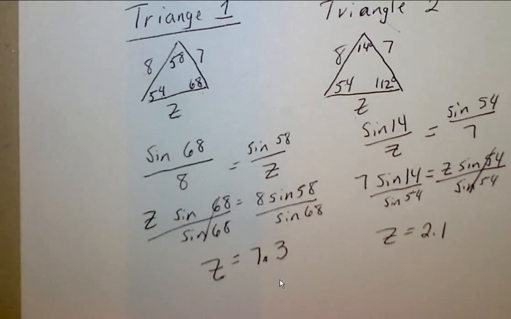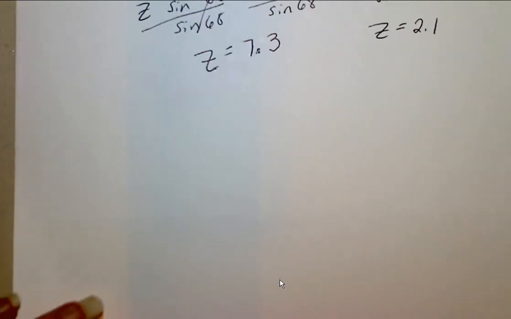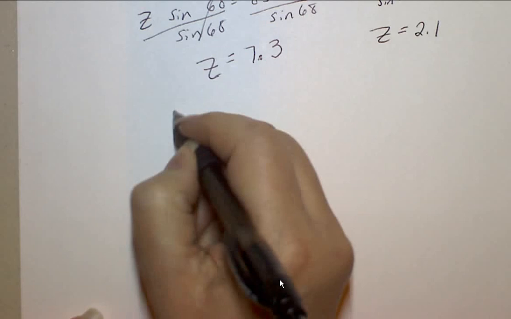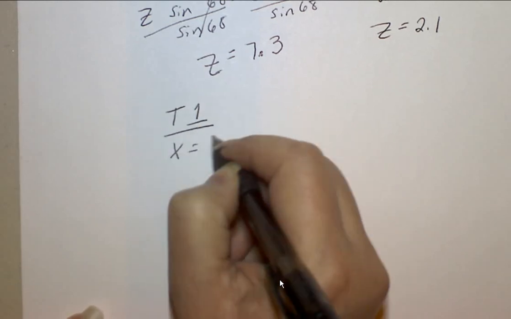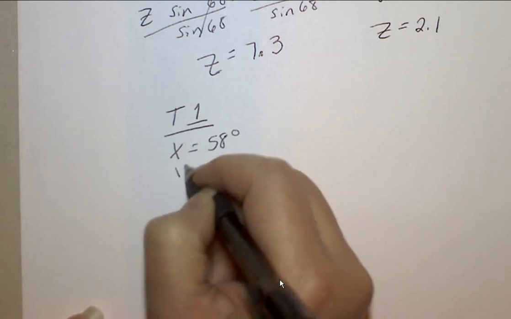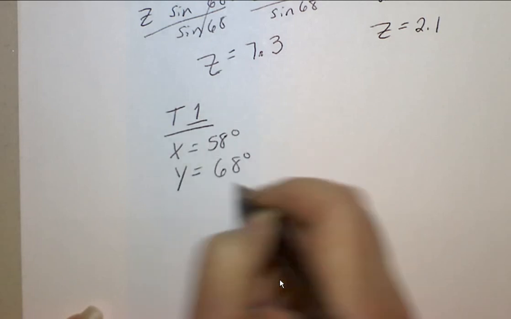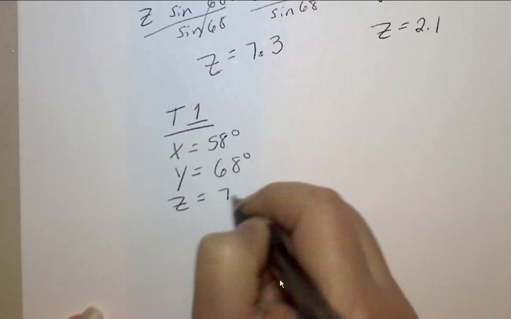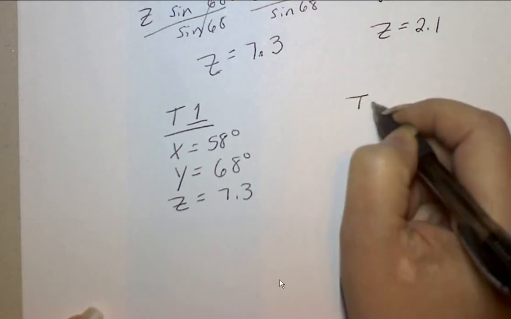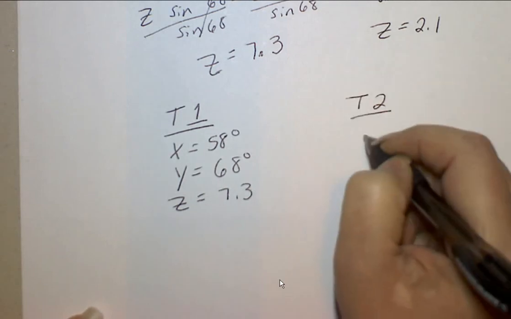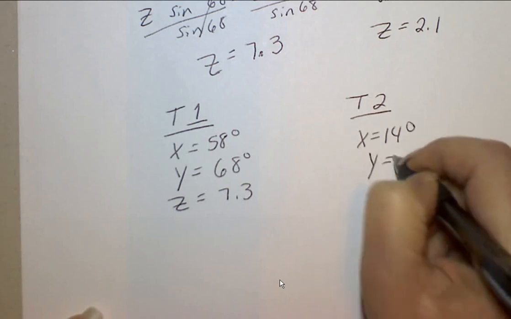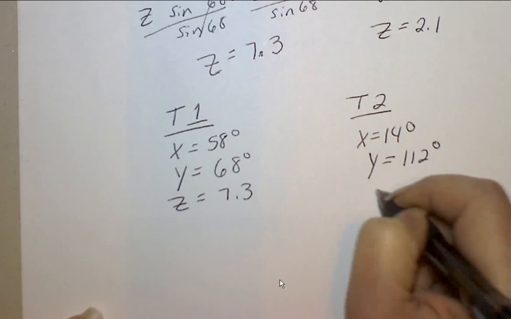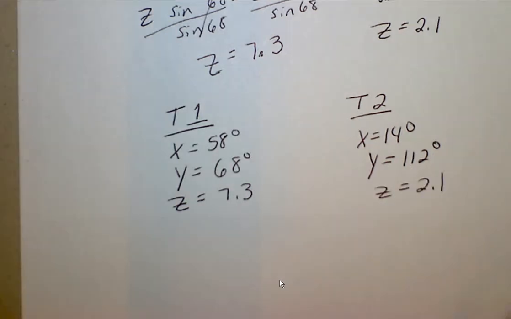So in summary of that, triangle 1, we have your x was 58 degrees, your y was 68 degrees, and your z was 7.3. Your triangle 2, you had your x was 14 degrees, your y was 112 degrees, and your z was 2.1. Let's go do our last problem.